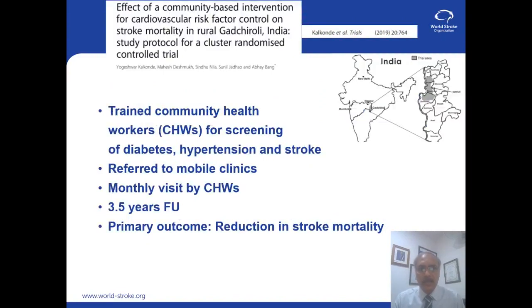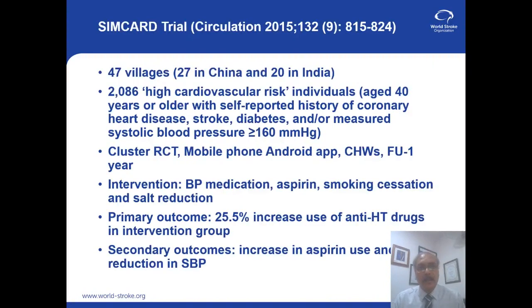There's another large trial which has been completed in the central part of India in a rural area, where they trained community health workers for screening of diabetes, hypertension and stroke, and people were referred to mobile clinics, with monthly visits by community health workers. There's a 3.5-year follow-up. The primary outcome was reduction in stroke mortality. The results are still awaited from this important RCT. There's a trial which was done in China and India in about 47 villages.